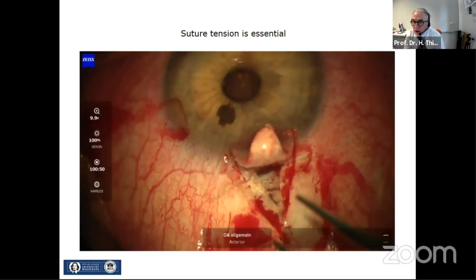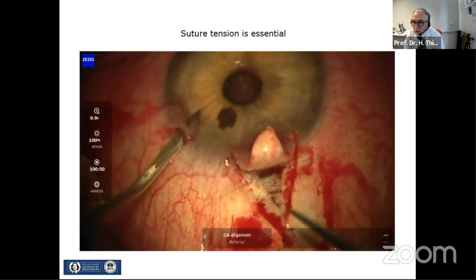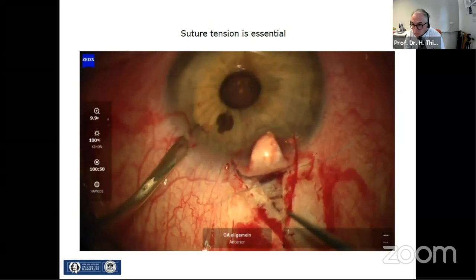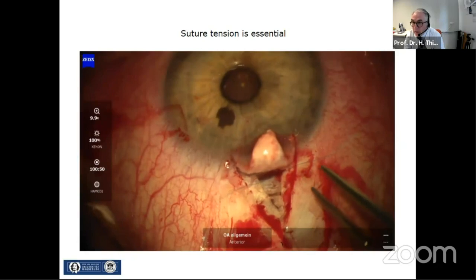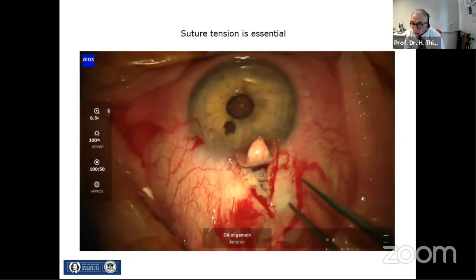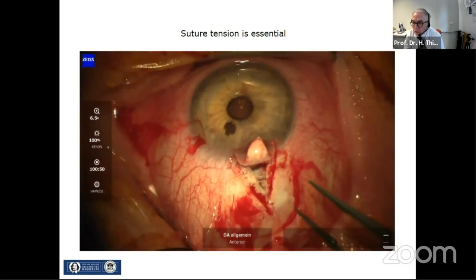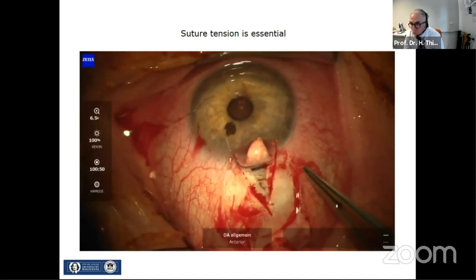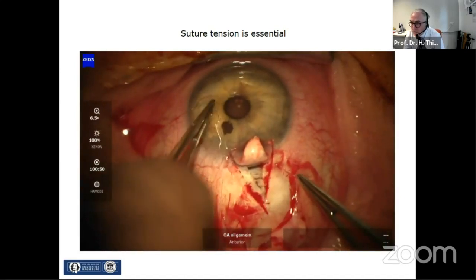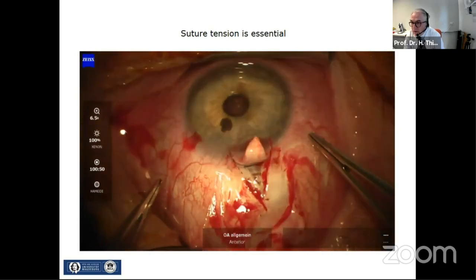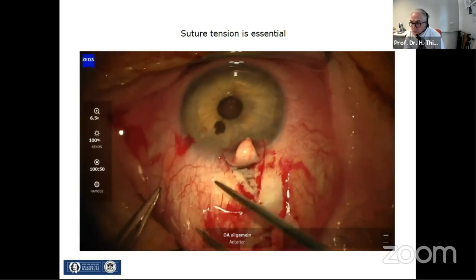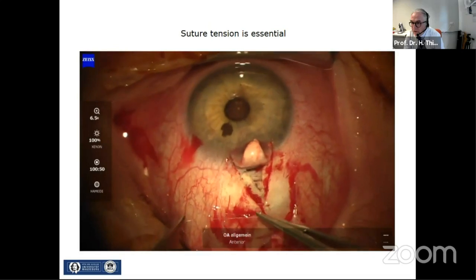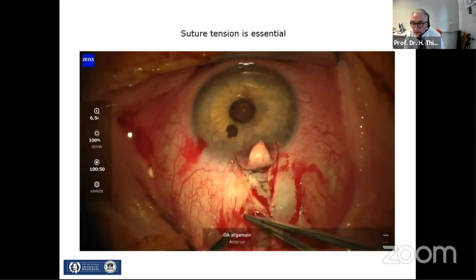And this is the essential trick. What you're going to see now is that you have to put down the pressure of the eye to zero. So you have a hypotony. Once the hypotony is achieved, then you can place the suture tension. Many people don't do that, and then this canaloplasty just fails. Here you can see the tension. Okay, you can actually see how Descemet's window is pulled in.